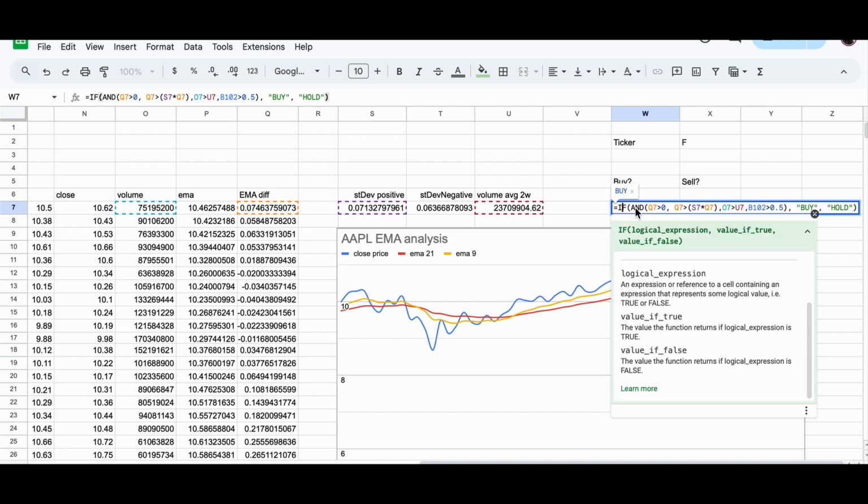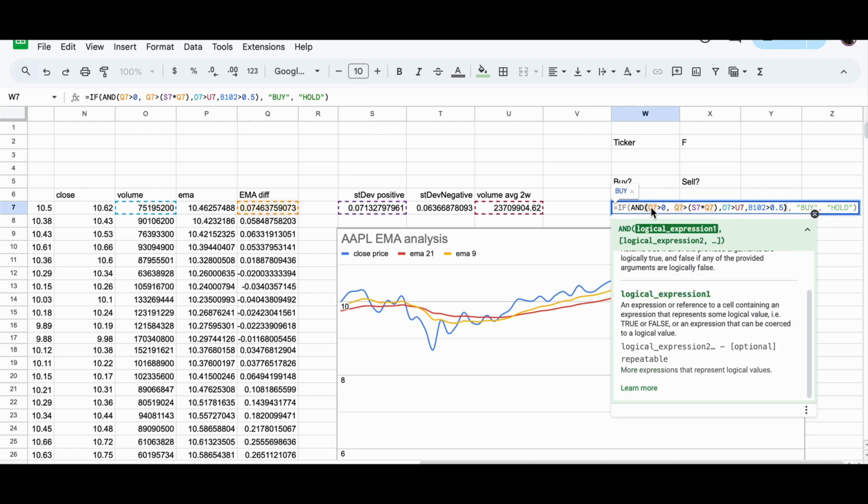So this is the if condition. We have 4 different conditions here. Simply this is AND because we combine 4 different conditions. Let's start with the first condition. First we check if the exponential moving average difference is higher than 0. This means that the yellow line is crossing the red line upwards. So we are interested in positive values to capture the upside trend.